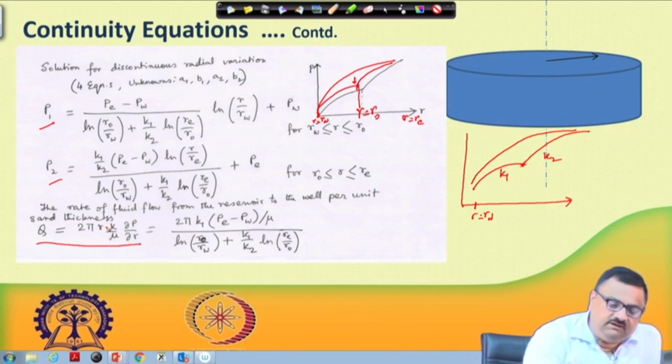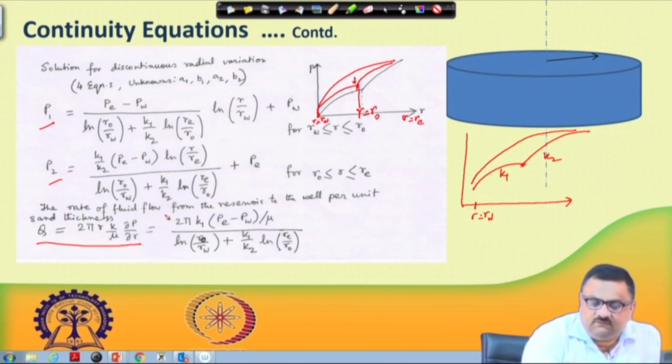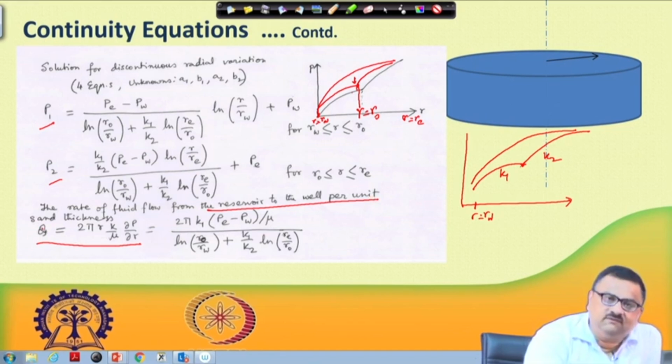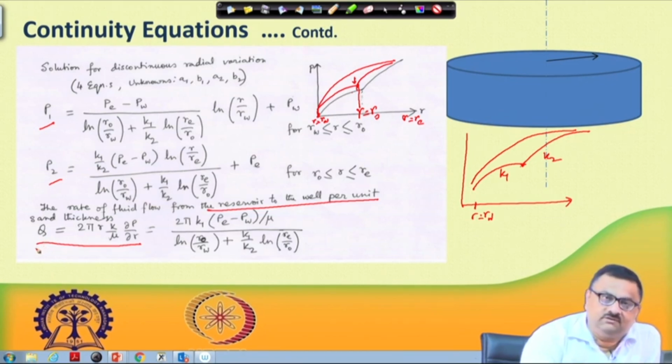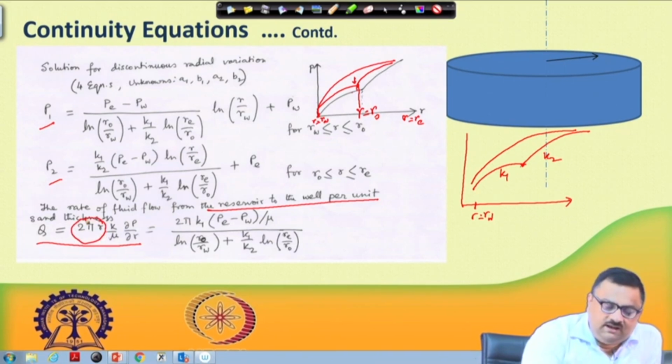Once again we are familiar with, first of all, minus K by mu del P del R, but since Q is the rate of fluid flow from the reservoir to the well and VR is from the well to the reservoir, the sign is inverse. That is why this minus sign is dropped, because Q is defined that way, and Q is essentially the flow rate, whereas the VR that we talk about is the volumetric flux. The superficial velocity is the same as volumetric flux, and volumetric flux means volumetric flow rate divided by area. So if you want to convert that to the volumetric flow rate, you have to multiply this by the area.